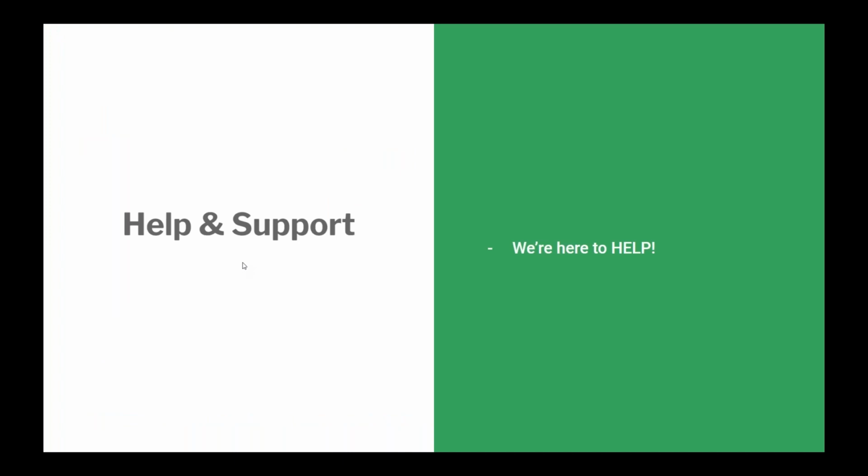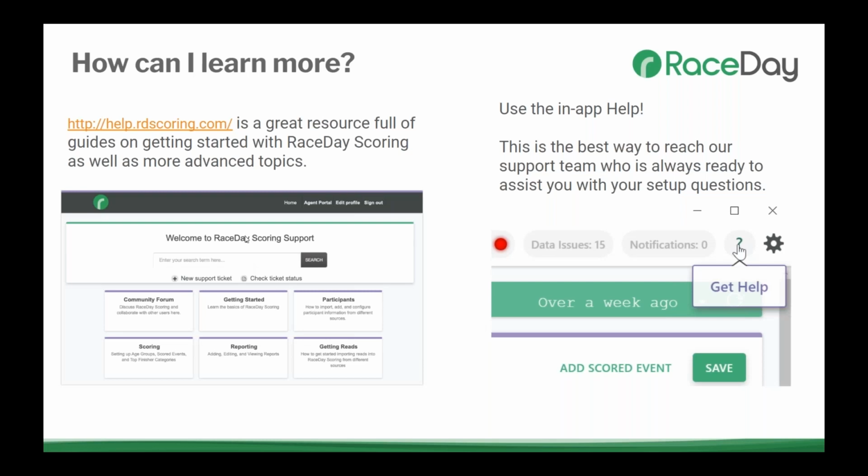Just keep in mind with help and support, we are here to help. And how do you get help? You can always go to help.rdscoring.com, or RaceDay Scoring at rdscoring.com, and you have a search function up here where you can go in and click on how-tos. If you're timing, for those of you that haven't been utilizing RaceDay Scoring much, once you get things set up or you're at an event and have questions, you can actually click this question mark in the top right, and it'll bring up a pop-up.